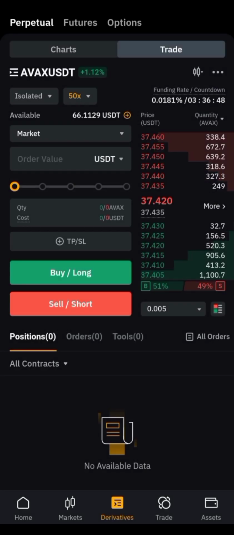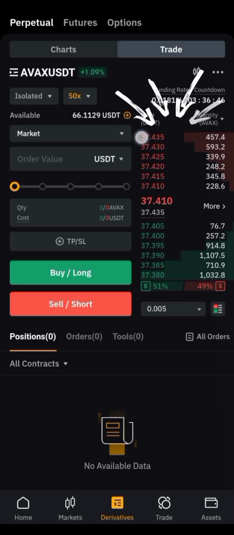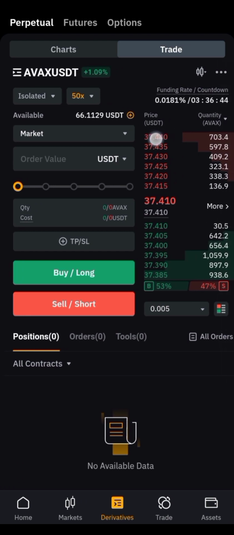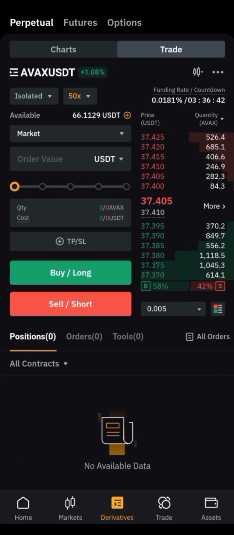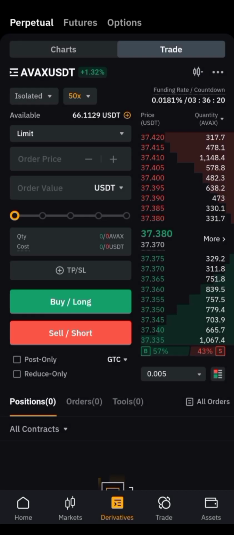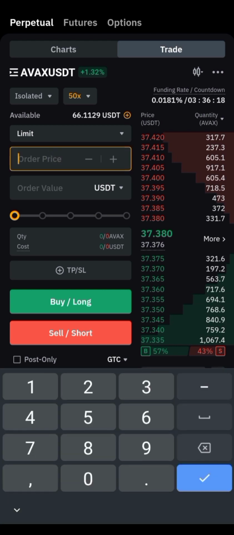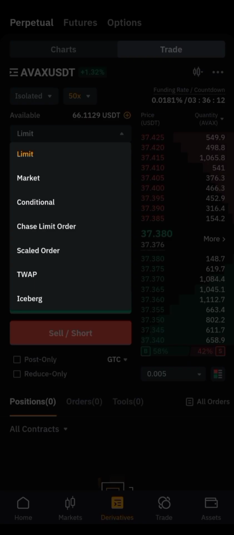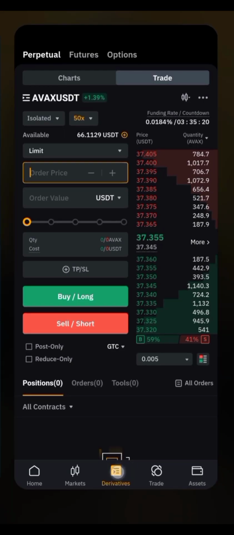If you're entering a trade, you can either enter via market. Let me explain market. You see this section here, that's the market price. If you trade using market, you are going to be entering the trade at that price. Now let's talk about limit. With limit, you have to input the price you want the market to reach before your trade begins.